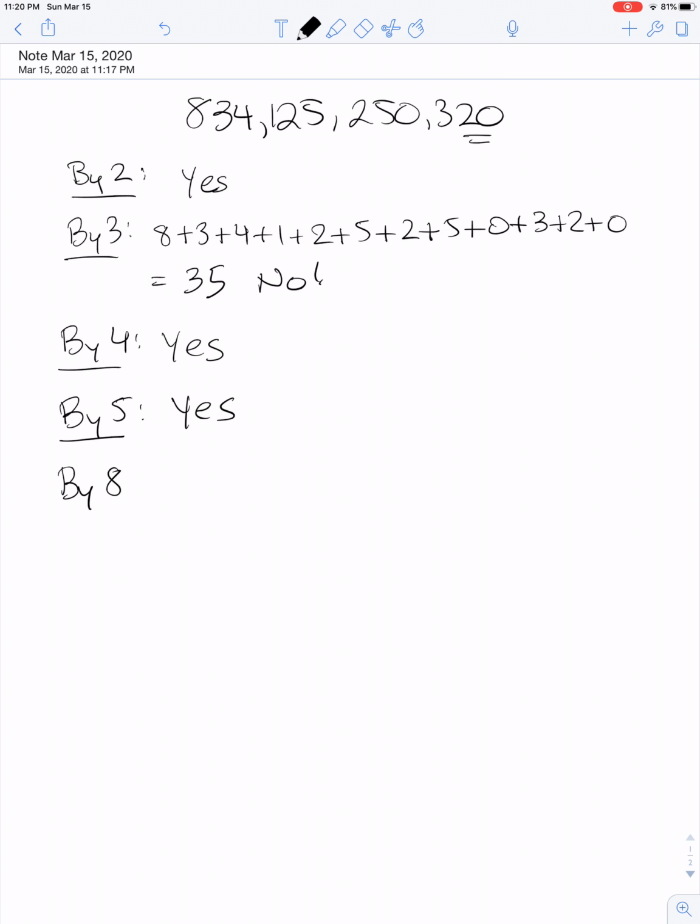Divisibility by 8 means that if you look at the last 3 digits, and the last 3 digits are divisible by 8, then the whole number is divisible by 8. So since 320 divided by 8 would give us 40, this would be a yes.